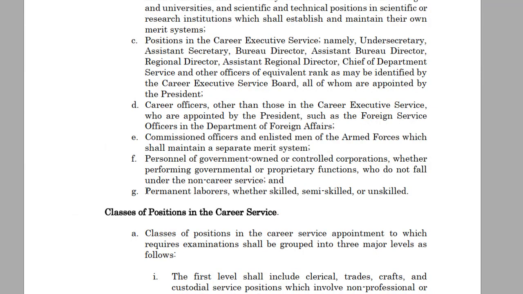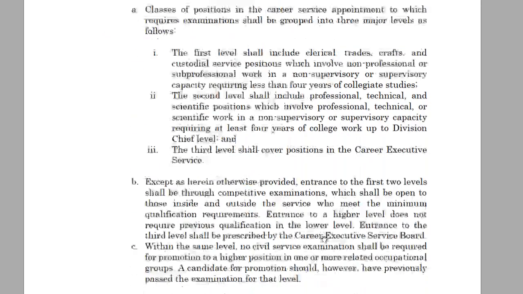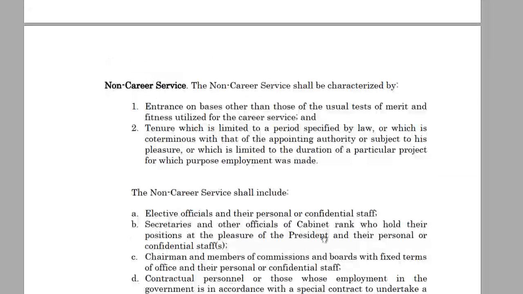Permanent laborers, workers, whether skilled, semi-skilled, or unskilled, mga job orders, mga casual, okay? Mga presidente ng isang state universities and colleges, okay? Yun po ang mga example. Ang pinaka-purpose lamang, the most important point or emphasis that I'm going to give in this career position or career service is that you are employed based on merit and fitness. Nag-apply ka at nakapasa ka sa minimum qualification ng civil service.